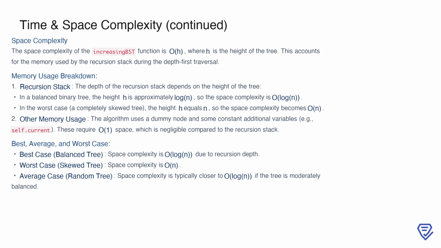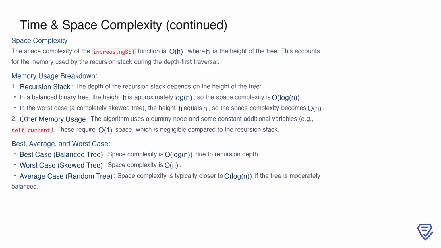Let's analyze this further. The depth of the recursion stack directly depends on the height of the tree. In the case of a balanced binary tree, the height h is approximately log n, so the space complexity is O(log n). However, in the worst-case scenario, where the tree is completely skewed either entirely to the left or the right, the height h becomes equal to n, and thus the space complexity increases to O(n). Additionally, the algorithm uses a small amount of constant memory for things like the dummy node and the self.current pointer, but this O(1) space is negligible compared to the recursion stack.